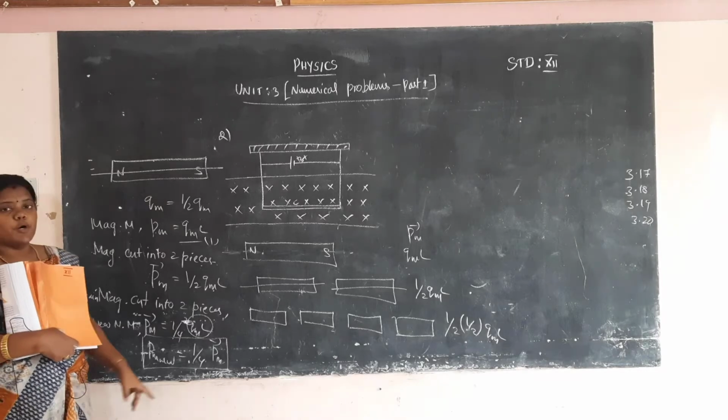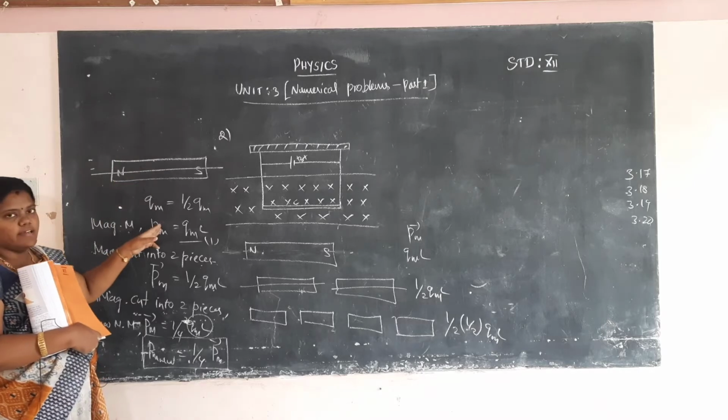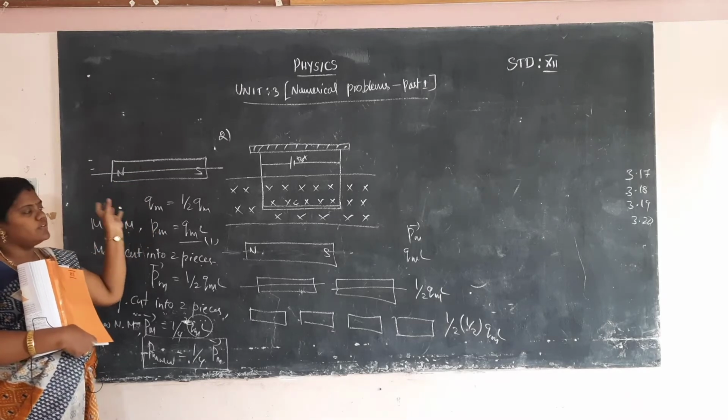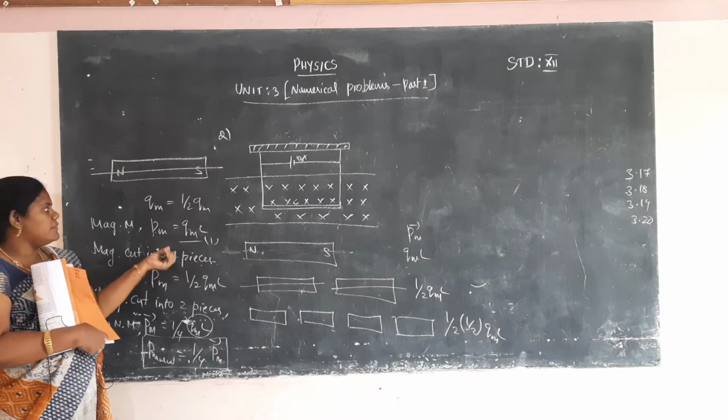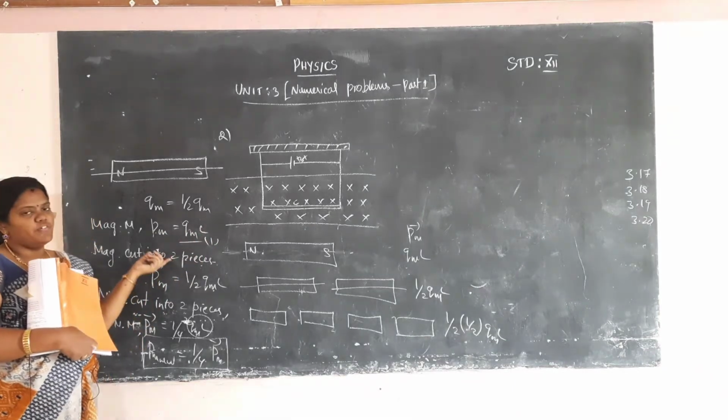Okay. Suppose the magnet is cut into 2 pieces perpendicular to its length, so the length becomes half. Automatically, the moment becomes half into Qm into L. So L by 2 gives half into Qm into L.